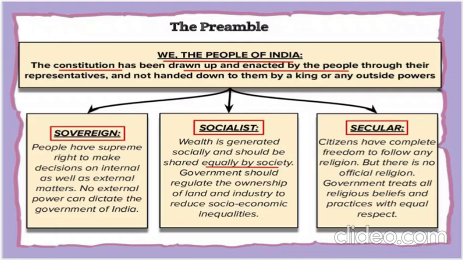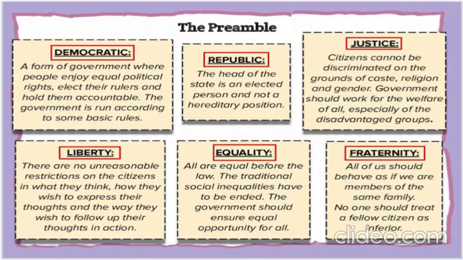Next, secular. Secular is where all the religions are accepted. All religious diversity is there. No one can discriminate based on religion. No official religion will be there in India. And the government will treat all the religious practices, beliefs, and all the religions equally.